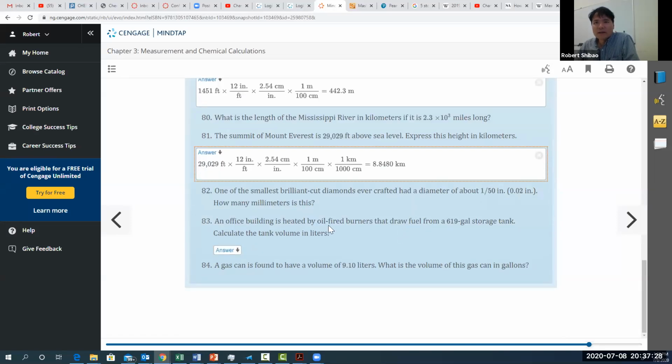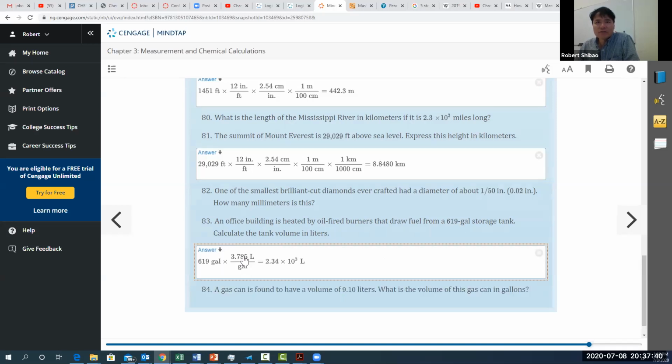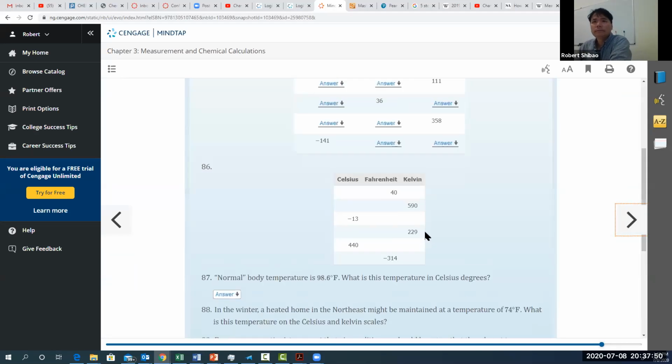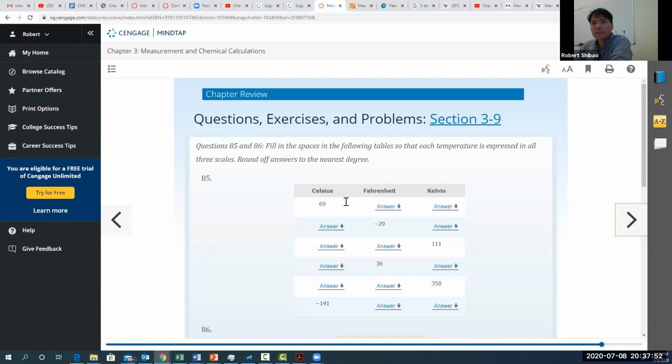An office building is heated by oil-fired burners. It has a 619-gallon storage tank. Well, that's 3 sig figs. Calculate the tank volume in liters. So here we can go from gallons to liters. 3.785, that's 4 sig figs. This is 3 sig figs. This is 4 sig figs. We're allowed 3 sig figs here. That's good, 3.785.